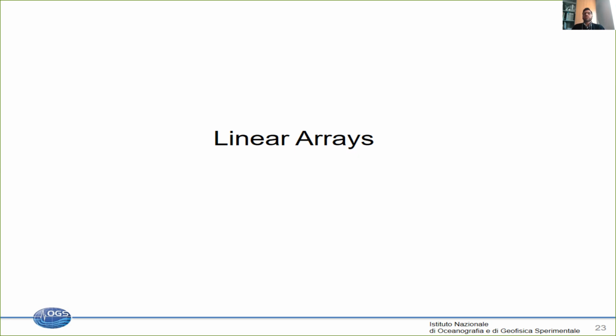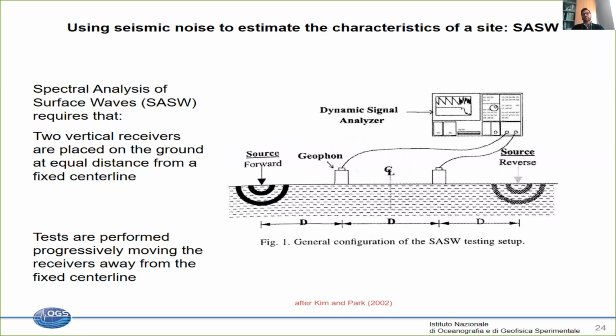So let's start with the simplest case, which is the case of linear arrays. Linear arrays generally means we are talking about tools that are used when we can make use of an active source. So we deploy instruments in the ground, generally at different distances along a line, and then we have something that is sending energy to the ground, producing, let's say, seismic waves that are recorded at the different instruments.